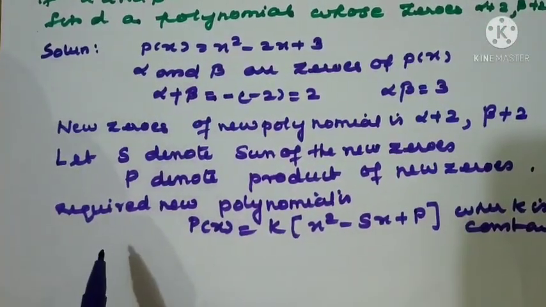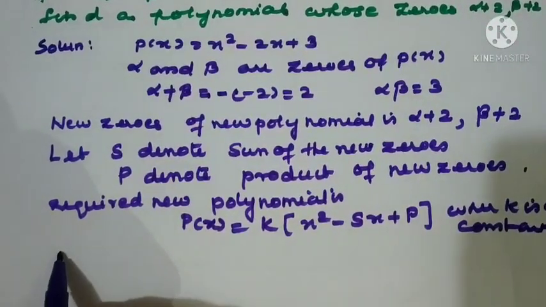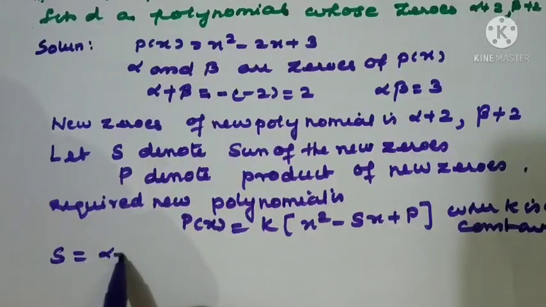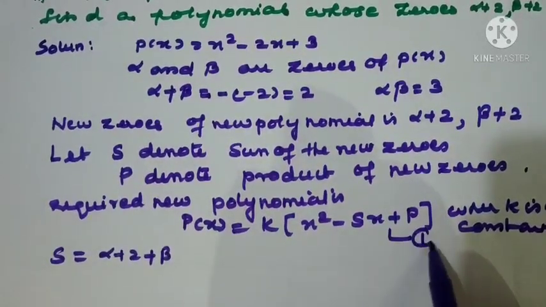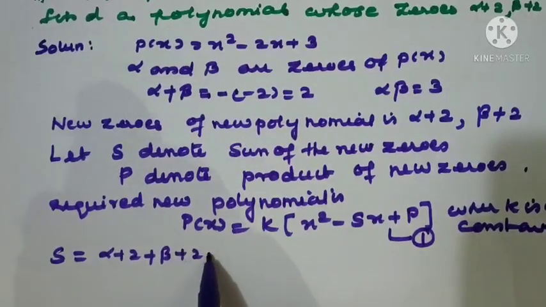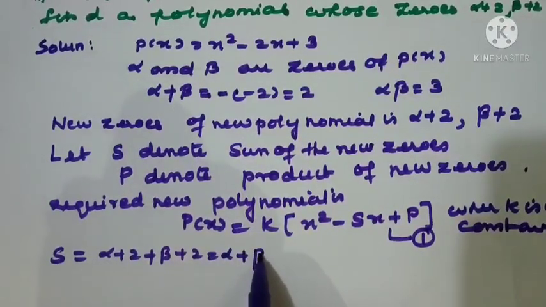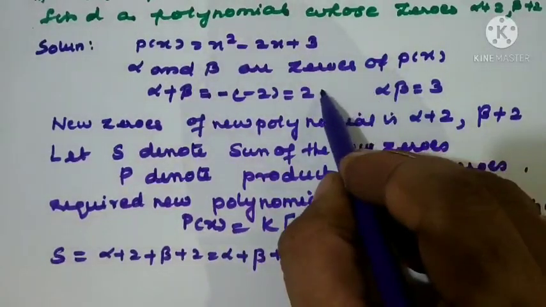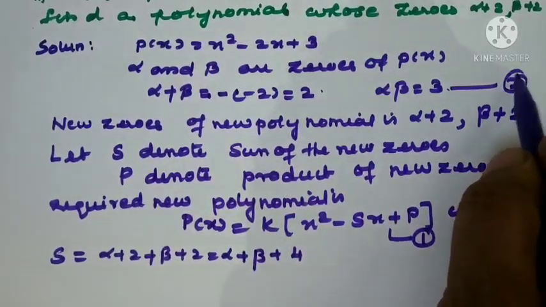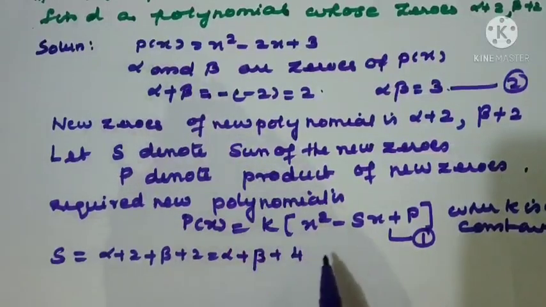Okay, so S we need, S means sum of the zeros only. S equal to alpha plus 2 plus beta plus 2. Let me mark this equation as 1. So it is equal to alpha plus beta plus 4 only. So what is alpha plus beta? Together I can mark this as 2. So alpha plus beta is 2, 2 plus 4 equal to 6.